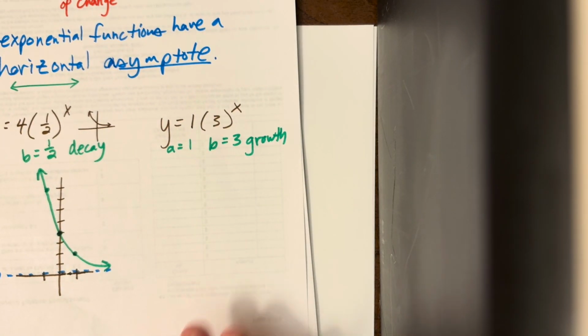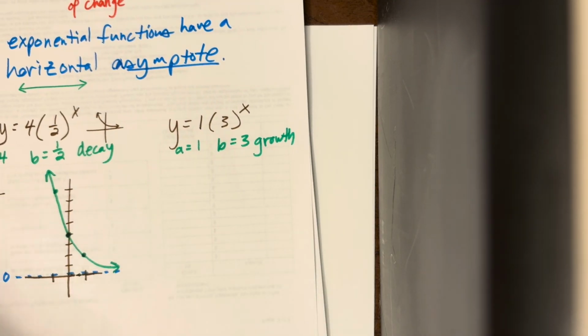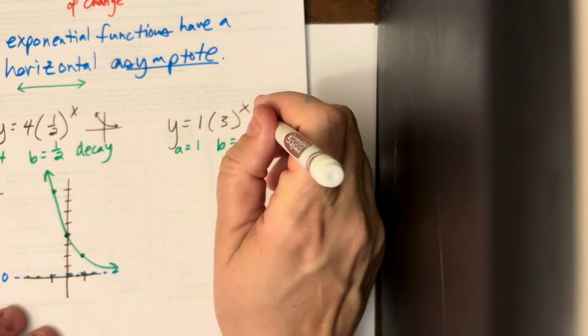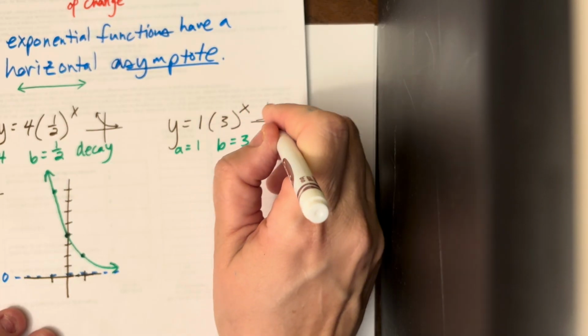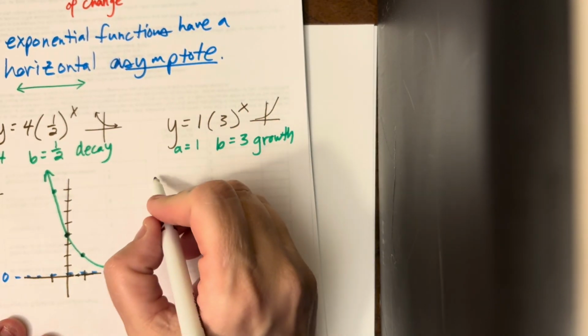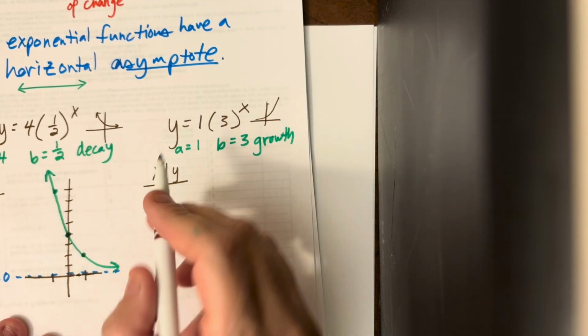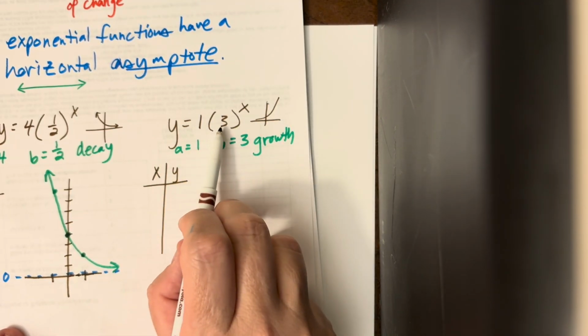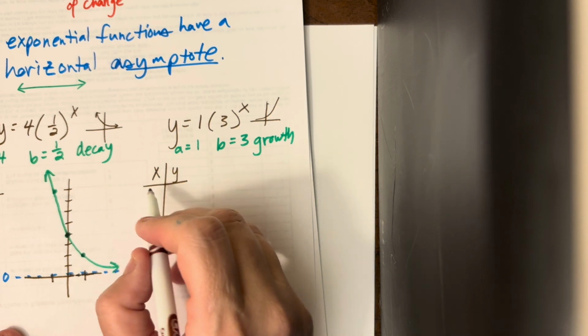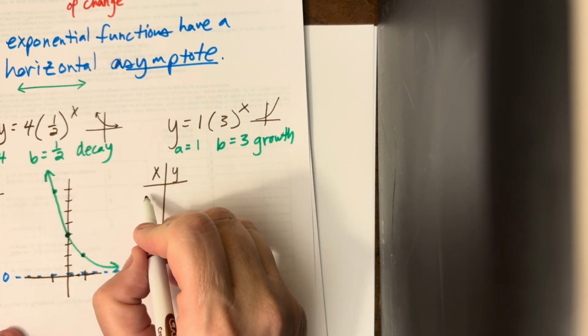This is going to be an increasing graph. All right, so I know it's going to look something kind of like that. So I want to get a couple of points that will help me to graph this nicely. I don't know if I want to use -1 because that's going to give me a fraction, and I don't know if I feel like dealing with that.